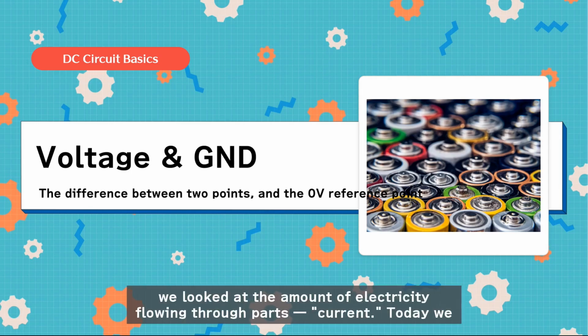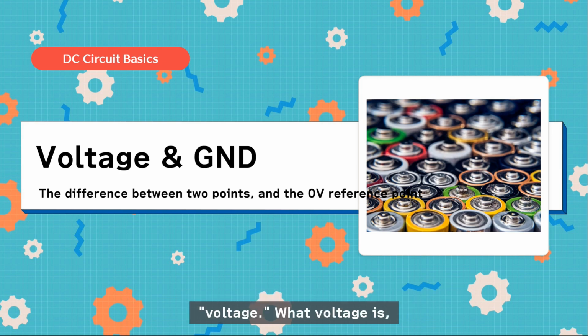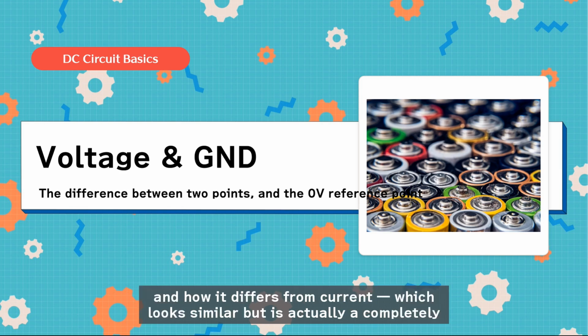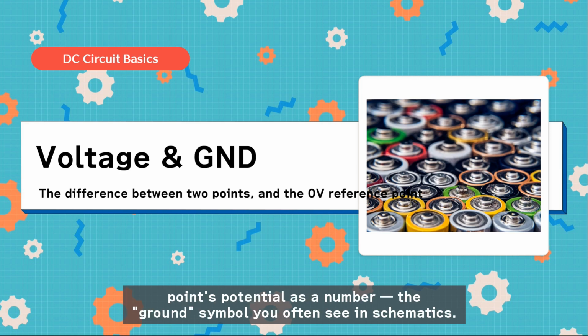Up to last time, we looked at the amount of electricity flowing through parts, current. Today we move into another important quantity that sits alongside it, voltage. What voltage is and how it differs from current, which looks similar but is actually a completely different thing. And we'll also get the meaning of the reference point you need when reading each point's potential as a number, the ground symbol you often see in schematics.